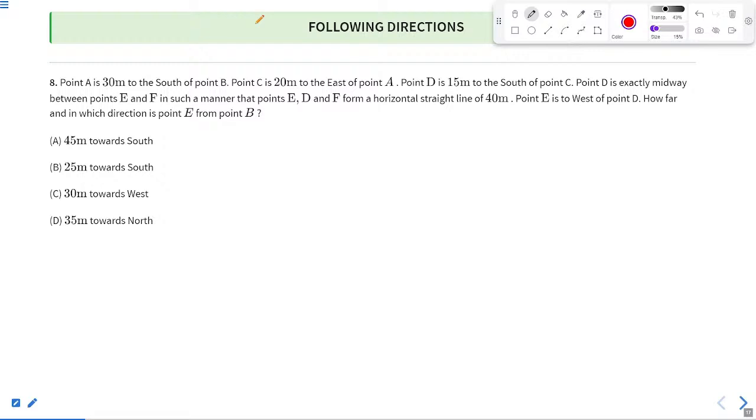Eighth. Point A is 30 meters to the south of point B. Point C is 20 meters to the east of A. D is 15 meters to the south of point C. D is midway between E and F in such a manner that B, E, D, F form a horizontal straight line of 40 meters. Point E is to the west of point D. How far and in which direction is point E from point B?